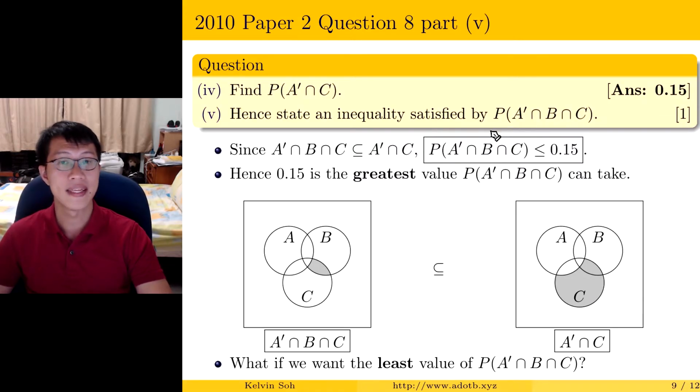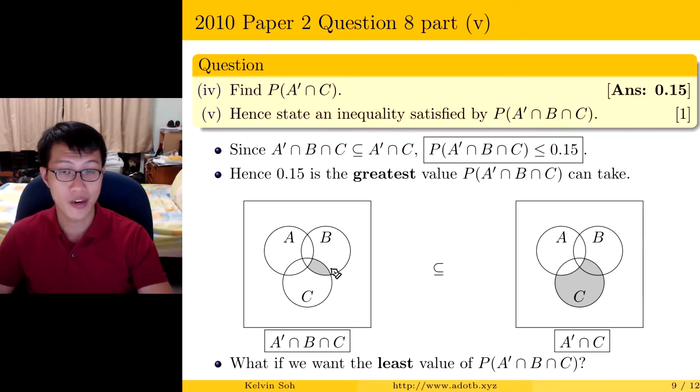So we can use the idea of subsets we have discussed earlier in this video. Notice that it's a hence question. So when we encounter the word hence in our exams, we want to make sure we use the earlier parts of the question. We have already found that P(A prime intersect C) is 0.15. Now we are asked for an inequality for P(A prime intersect B intersect C). We have an extra intersect B appearing in this question. An extra intersection will make our areas smaller.